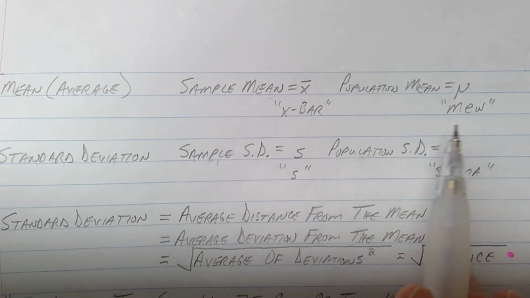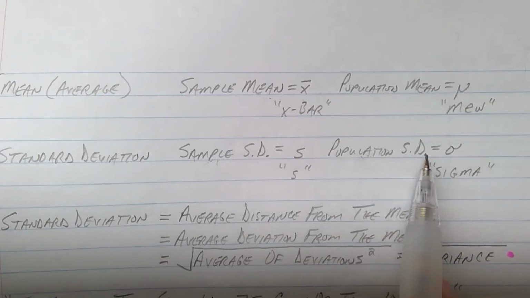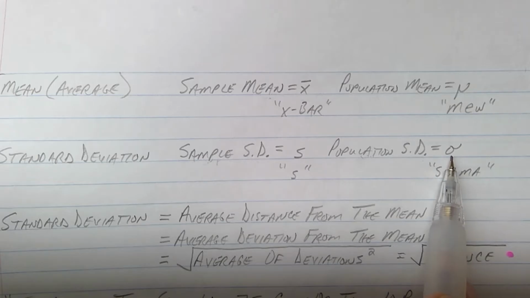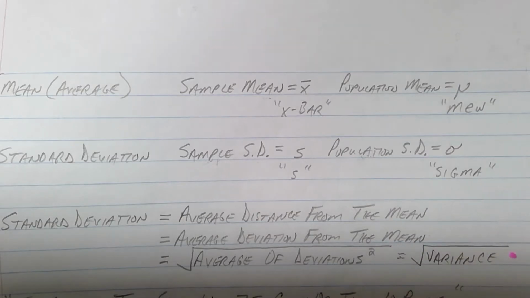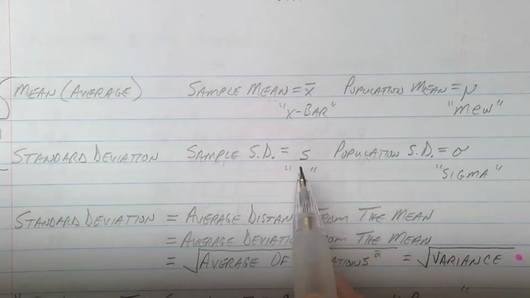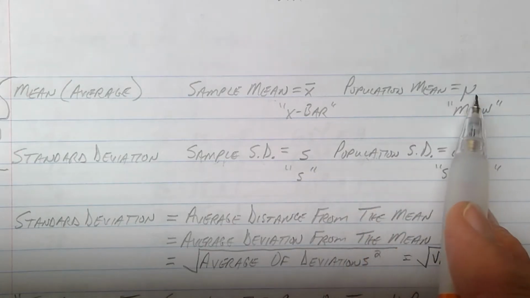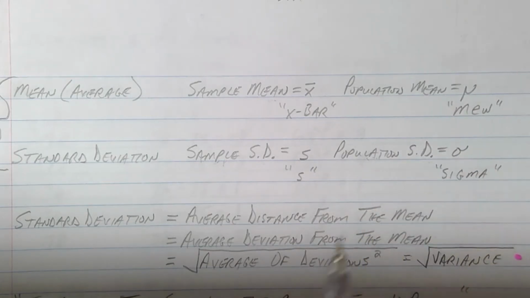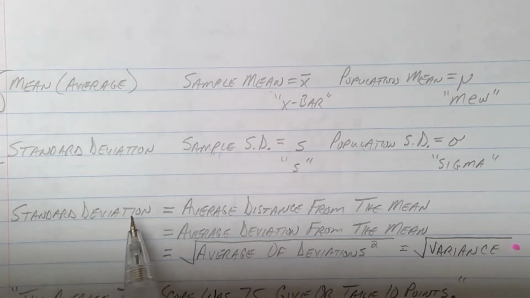The population standard deviation is a lowercase sigma, which is just an O with a little curly Q up top there. And that's a lowercase sigma. So keep those straight. For the sample, it's x bar and s. For the population, it's mu and sigma. All right?